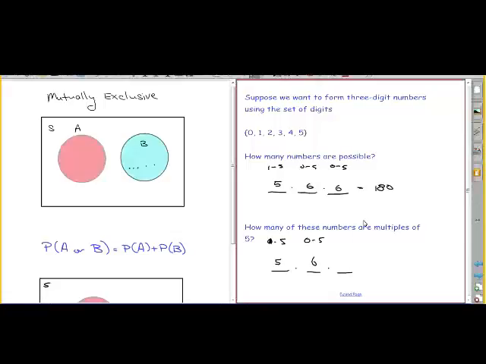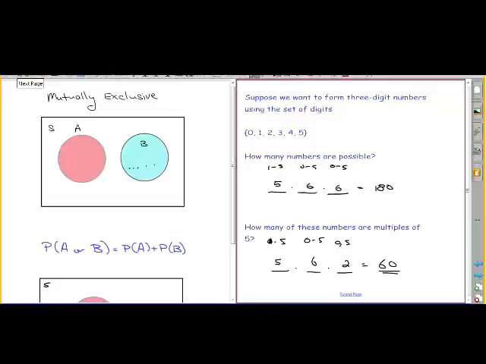And what are the 2 choices for the last number to be a multiple of 5? 0 and 5. So I'll put 0, comma 5, which is 2 choices. So you multiply those together and you get 60.